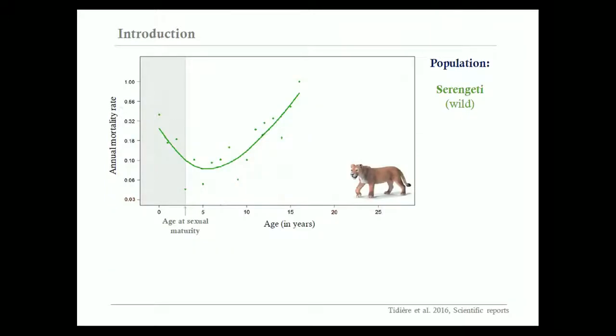So for instance, for this wild population of lions, you can observe three main phases. The juvenile phase with a high mortality rate, the prime phase after the age of sexual maturity with a very low mortality rate, and after that you can observe a progressive increase of the mortality rate with age. And this defines the actuarial senescence part of this population.